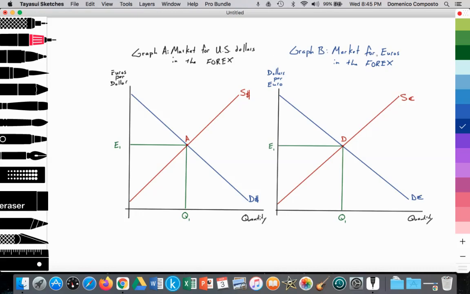In graph B, we have the market for euros in the foreign exchange rate system, and we're looking at dollars per euro, or for each euro, how many dollars can it buy? And again, we have an upward sloping supply curve according to the law of supply for euros, and a downward sloping demand for euros labeled D for euros. The intersection at point D provides an equilibrium at E1 and equilibrium at Q1. So this is very similar to what we've done in micro. Chapters on micro relating to the role of the price mechanism are useful here for our analysis.